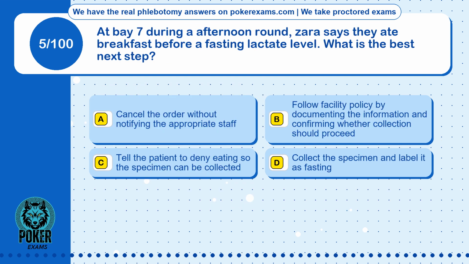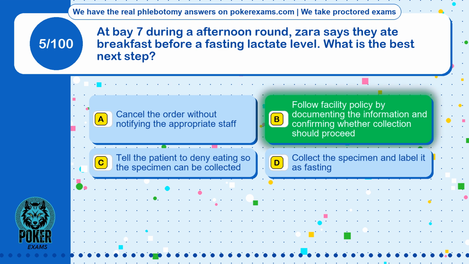Question 5. At Bay 7 during a afternoon round, Zara says they ate breakfast before a fasting lactate level. What is the best next step? Option A. Cancel the order without notifying the appropriate staff. Option B. Follow facility policy by documenting the information and confirming whether collection should proceed. Option C. Tell the patient to deny eating so the specimen can be collected. Option D. Collect the specimen and label it as fasting.